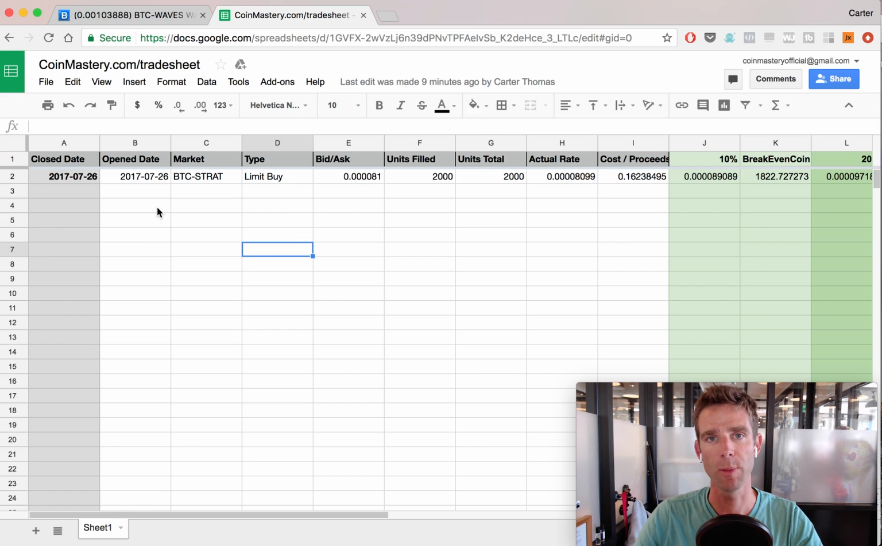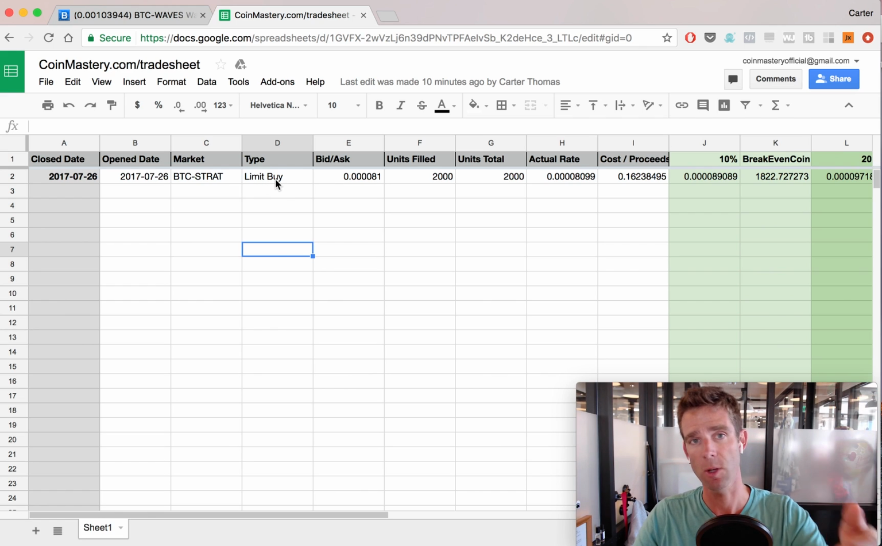Now, if you're using a different platform, that's totally fine. It's all the same stuff. You just got to put the numbers in the right place. What this does is you put in the date just for your own records, put in what you traded. We're going to do a mock trade with Waves here. You put what kind of purchase it was. It's pretty much always going to be a buy, right? Limit buy or whatever you want to do.